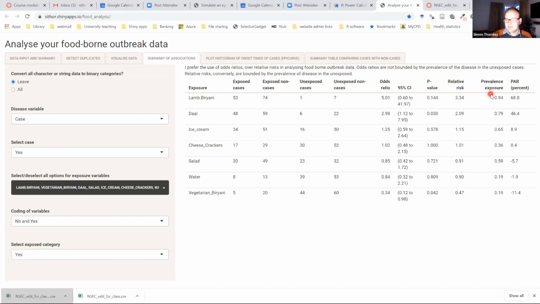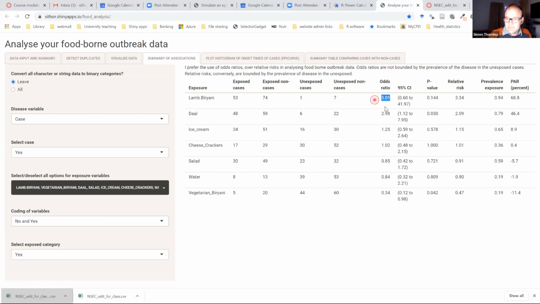It's one of those really ugly ones, but it's very helpful here because it's an estimate. If you assume that this exposure is causal, it tells you if we took it away, what proportion of cases would be removed, or what proportion of cases would be expected to be attributable to that exposure. So if we took away the lamb biryani, for example, we would expect about 70% of cases to disappear.